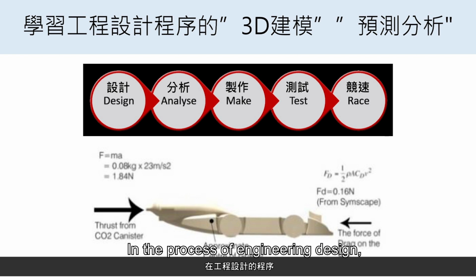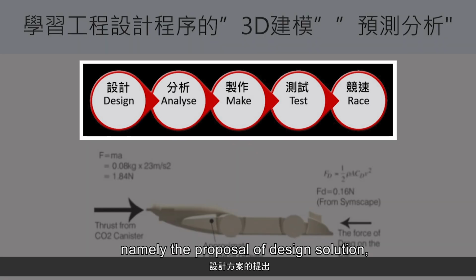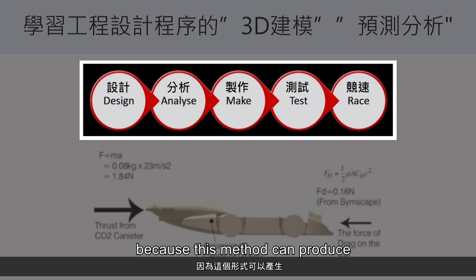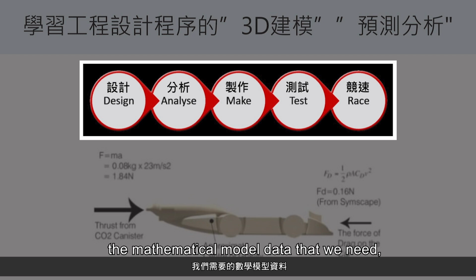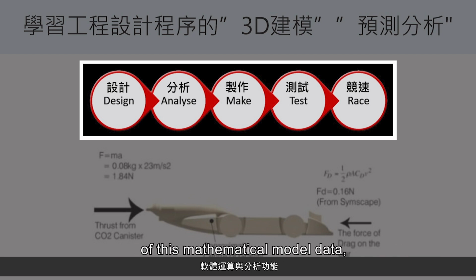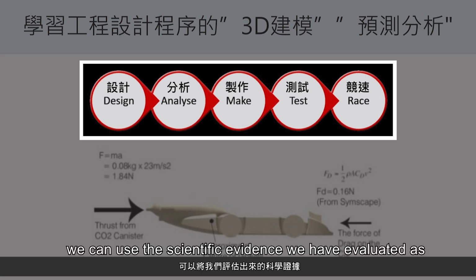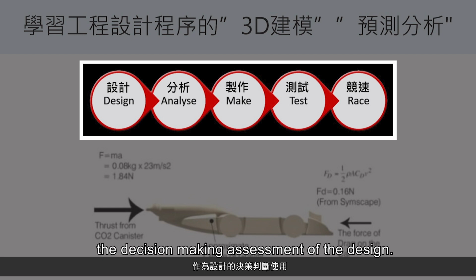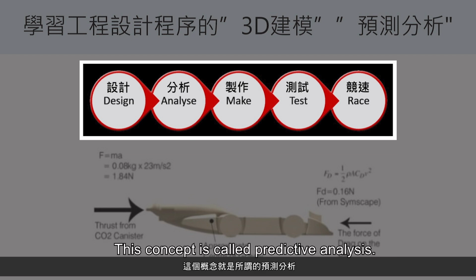In the process of engineering design, namely the proposal of design solutions, it is suggested that students use 3D modeling as much as possible, because this method can produce the mathematical model data that we need. Through the software's computing and analysis functions on this mathematical model data, we can use the scientific evidence we have evaluated as the decision-making assessment of the design. This concept is called predictive analysis.